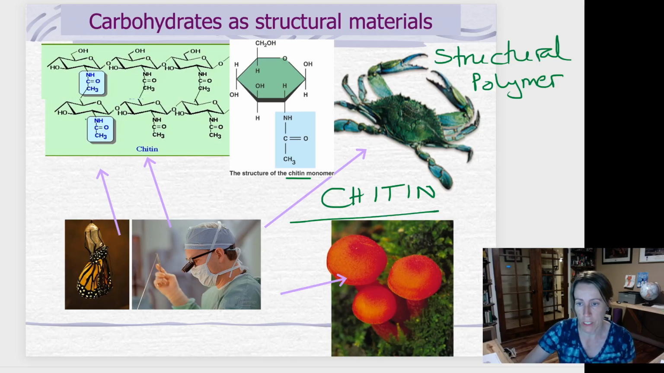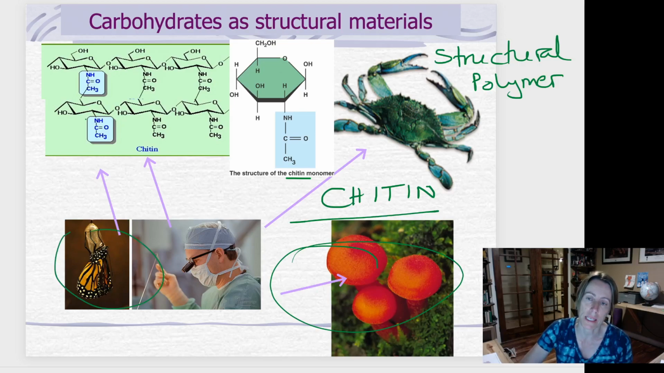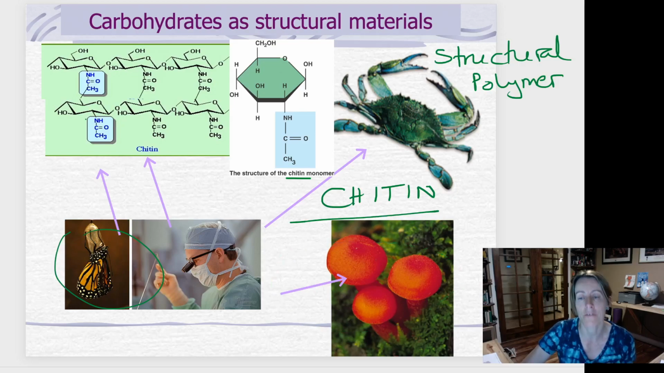That's why we have this picture down here. And also arthropods. Arthropods are bugs, insects and crustacea. So butterflies, bugs, beetles, things like that, and also shrimp and crabs, things with this kind of exoskeleton. All right. So, and the fungi make chitin for their cell walls.